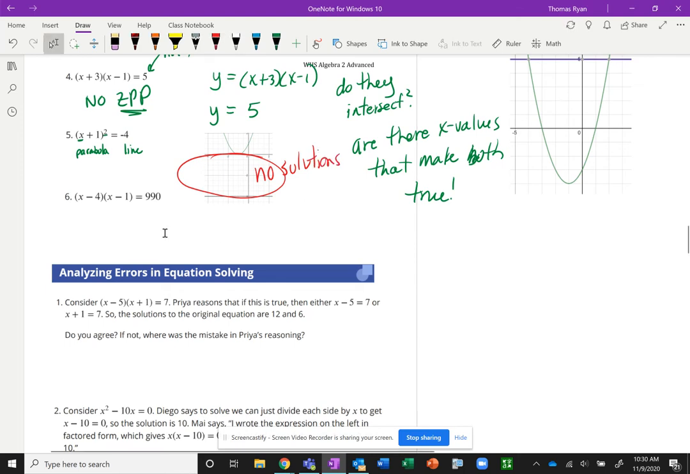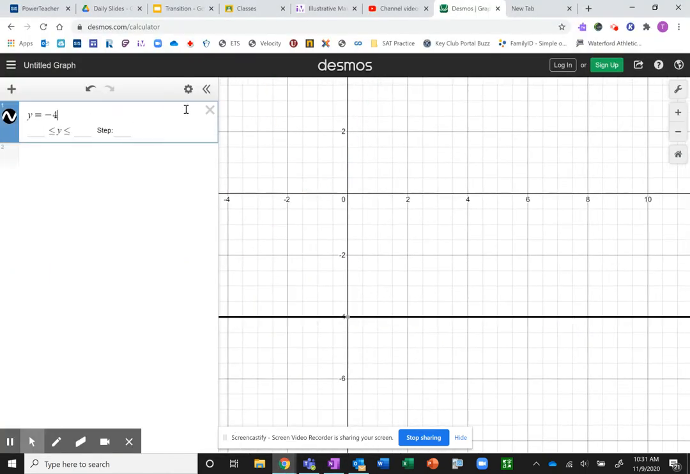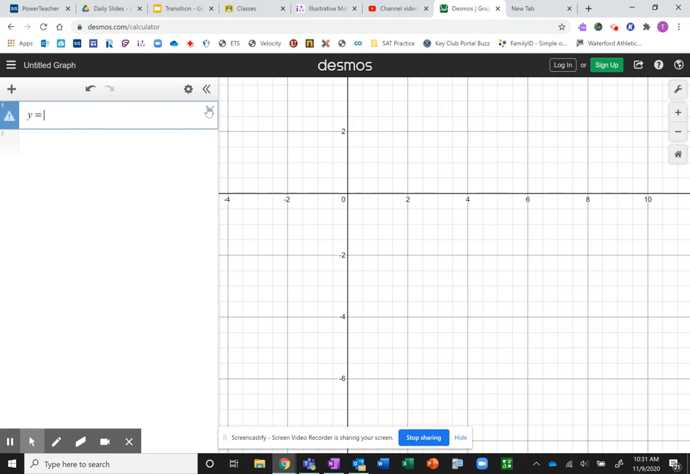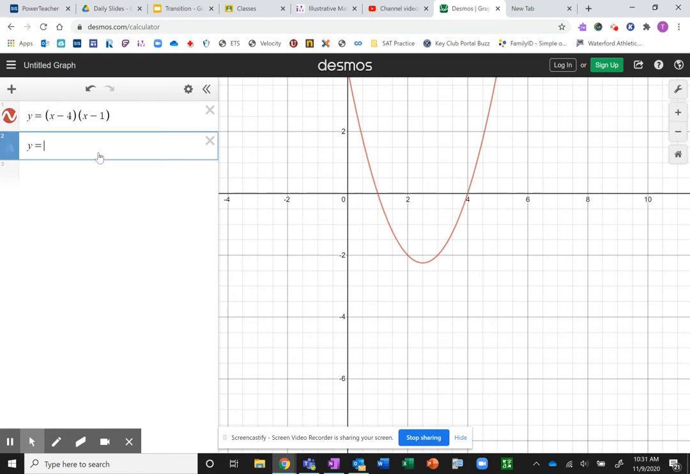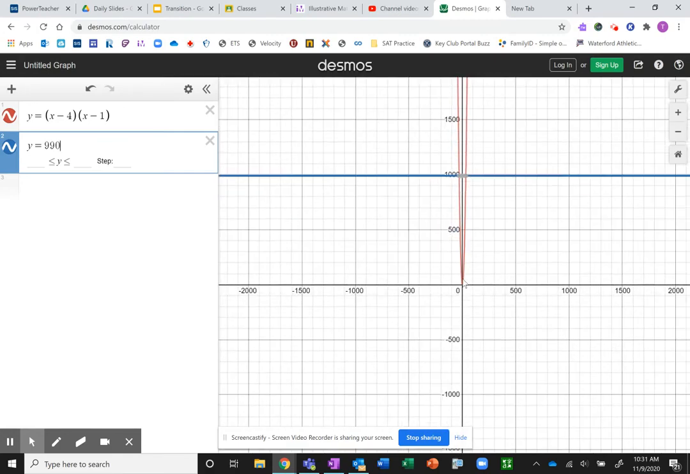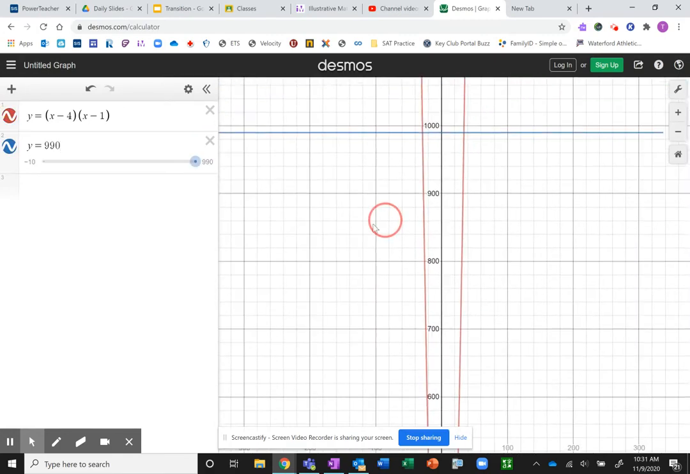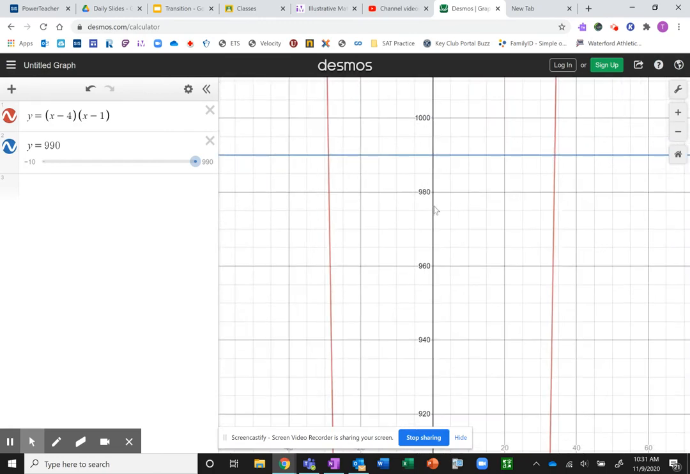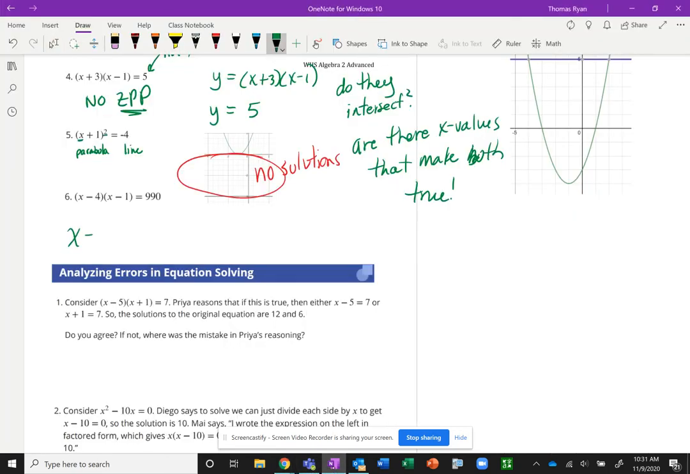And then finally, we could do the same thing with x minus 4, x minus 1. So let's do y equals x minus 4, x minus 1. And we're trying to see when will that equal 990. Now, sure enough, we got to zoom out quite a bit. But if we zoom in here, we see that it crosses twice. The line and the parabola intersect at -29 and +34. So we have two solutions. So x equals -29 and x equals 34.